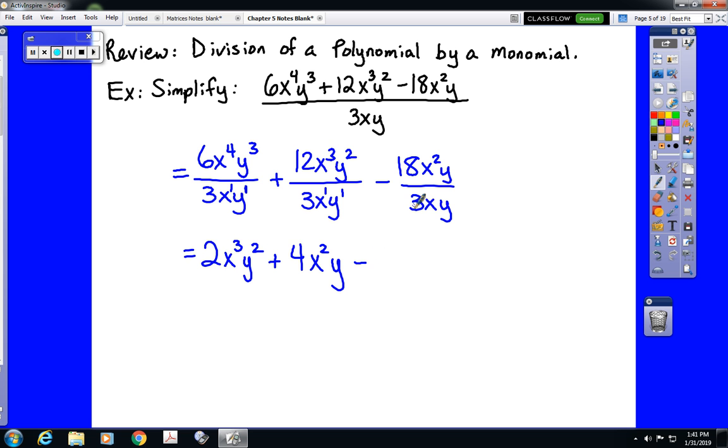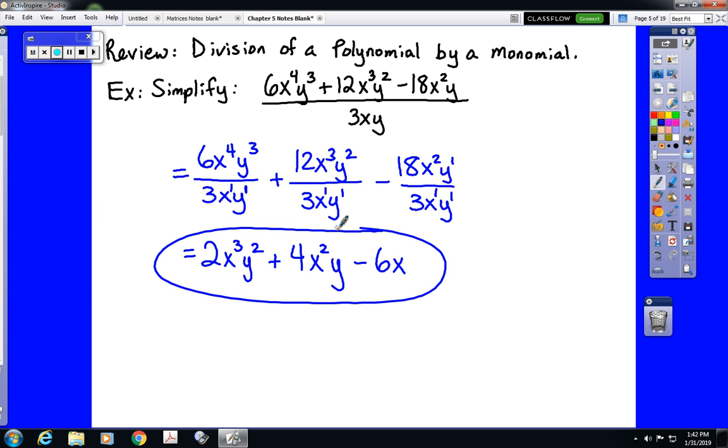Minus 18 divided by 3 is 6. We have x to the second over x to the first, which is x. We have y to the first over y to the first, which would be y to the 0, but we don't have to write that because that is equal to 1. So our quotient would be 2x cubed y squared plus 4x squared y minus 6x.